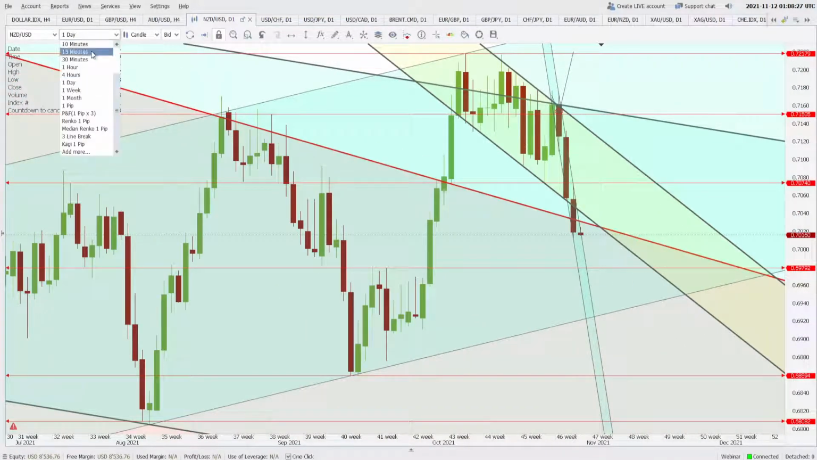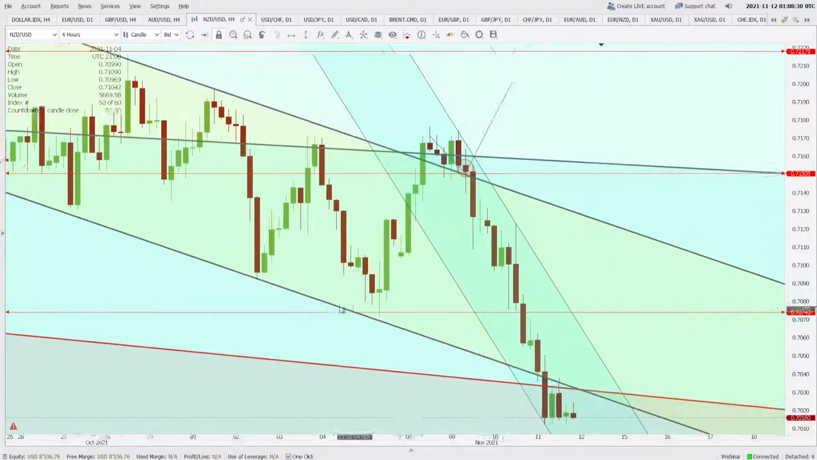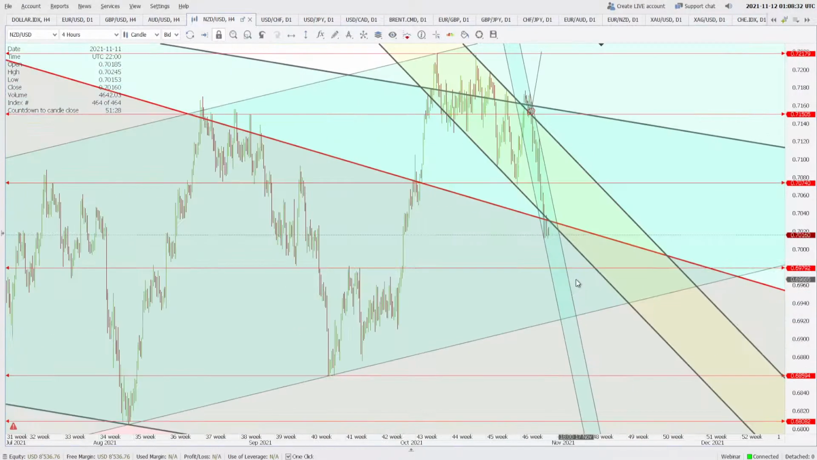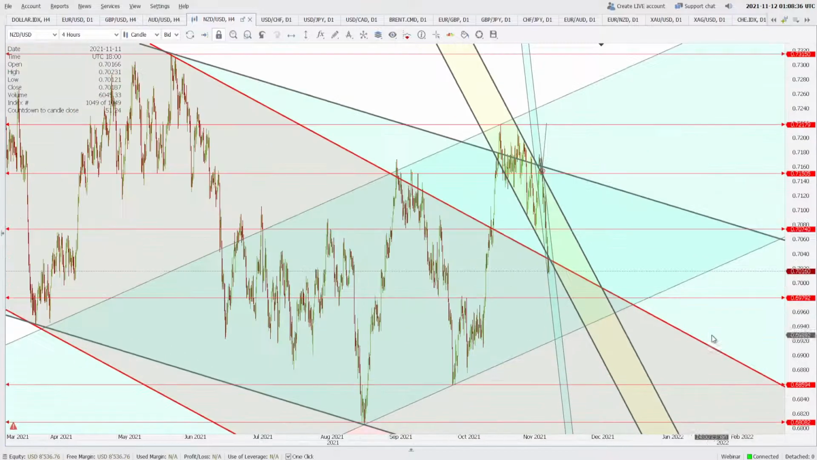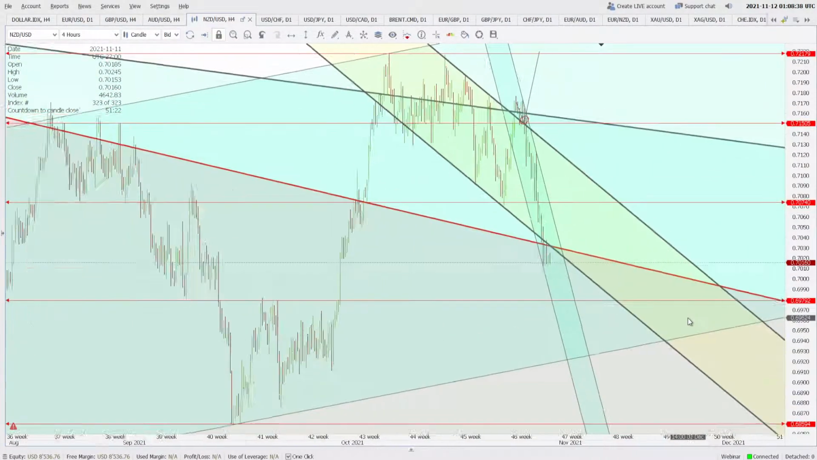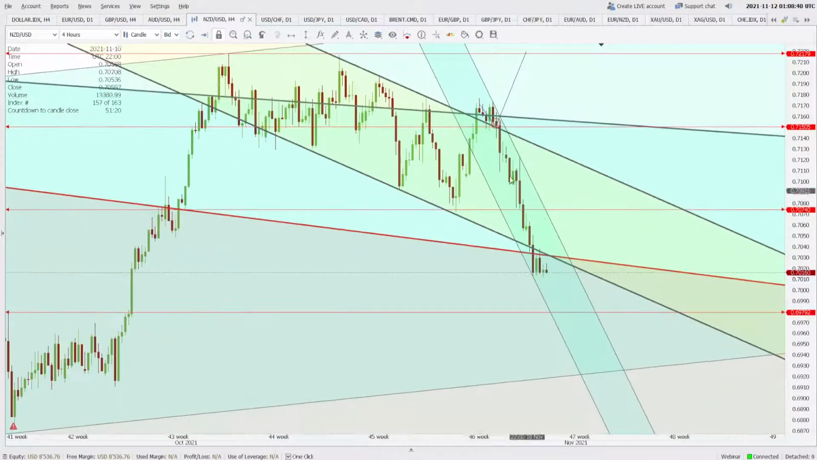And on the 4-hour, we are actually looking to buy the New Zealand dollar. Why? Because in the long run it is in buy mode, and we are expecting the price to close out of this falling channel in some time, and then that will be our confirmation that the price has started its up move again.